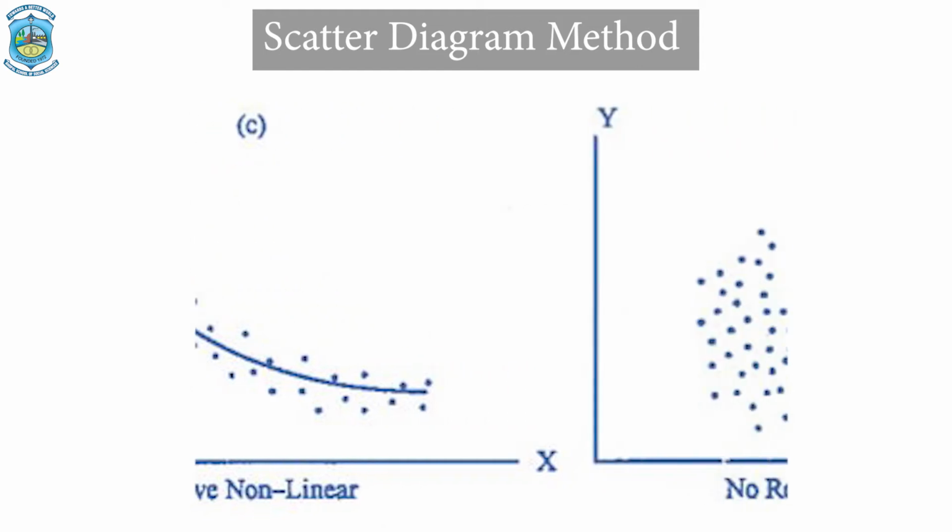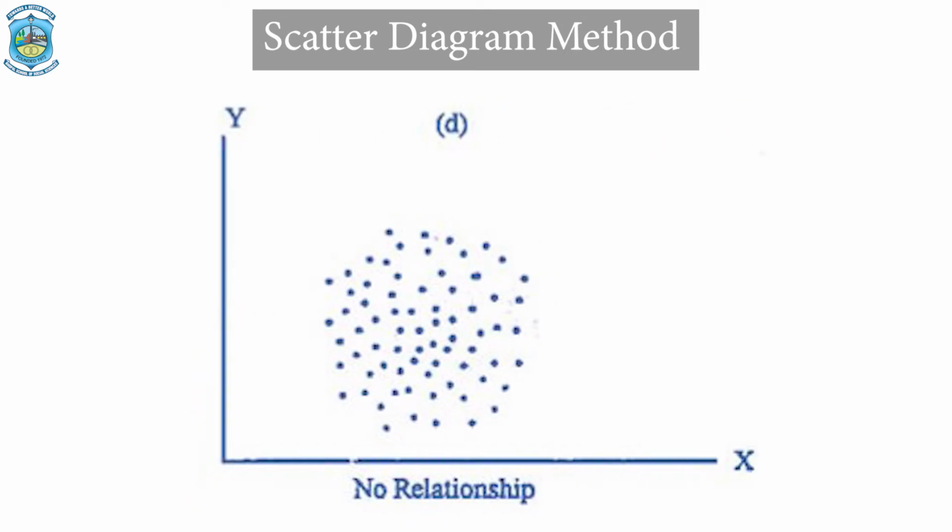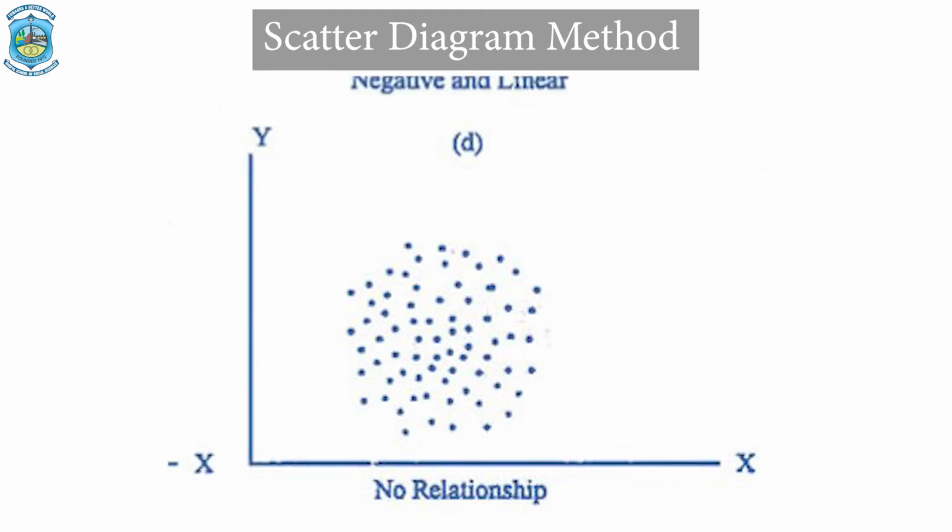And finally, if you see the last figure, there is a cluster of values. There is no definite pattern in the form of a curve or a straight line. That indicates that there is no correlation between the values of x and y.